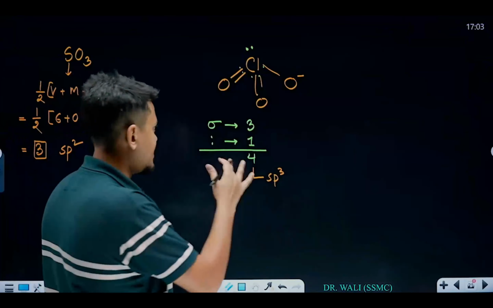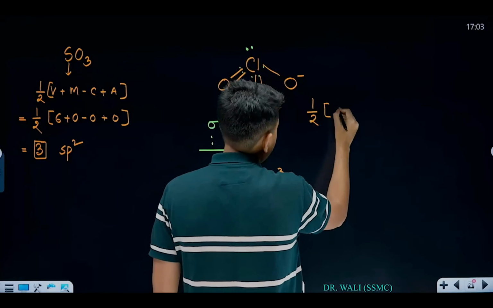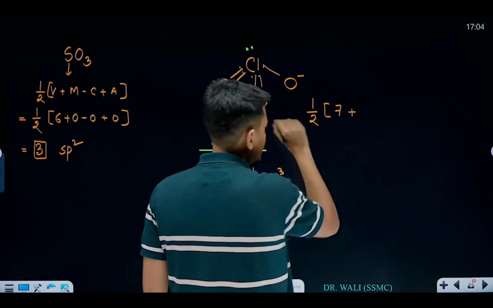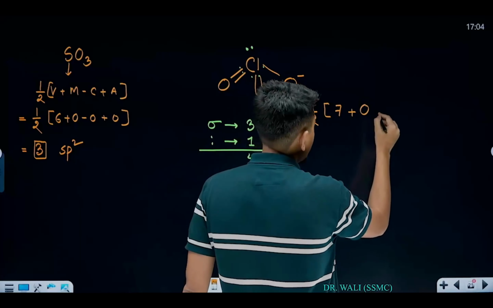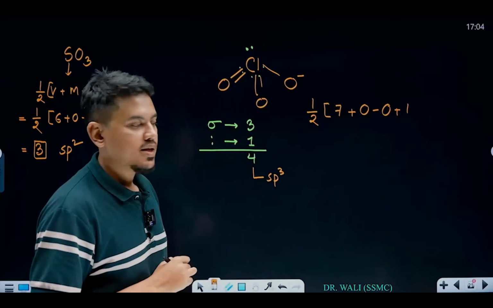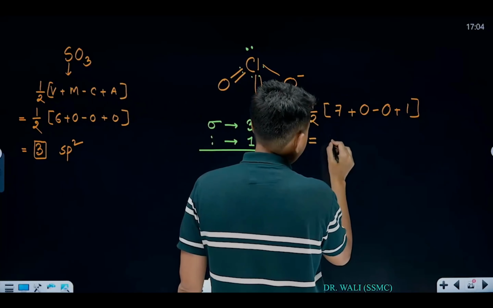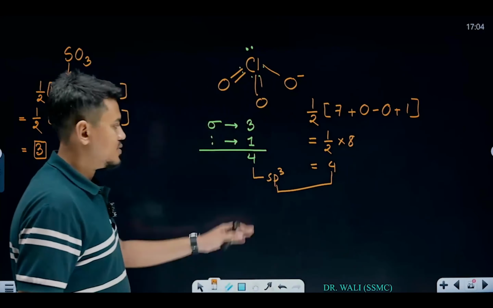Anyway, now let's do the same thing with this formula. See, half in chlorine, the valence electron will be 7. There is nothing monovalent apart from the central atom, so everything would be 0. But it is not a cation, right? This is an anion. So the charge of the anion would come. The charge of the anion is 1. So again, we get half into 8, which is 4. So similarly, we can come to a conclusion, which is sp3.